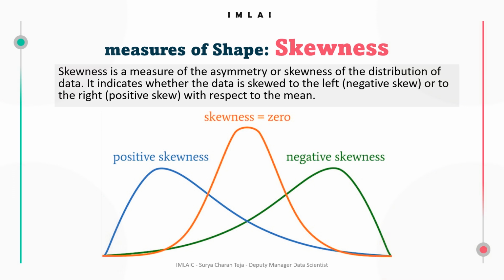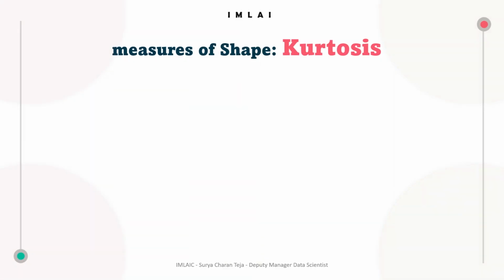We have seen the distortion of the shape. Now we will be looking into one more aspect of the shape, or one more tool in measures of shape, that is kurtosis. So kurtosis is a measure of the peakedness or flatness of the distribution of data.